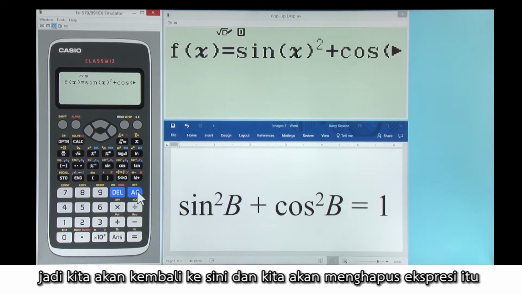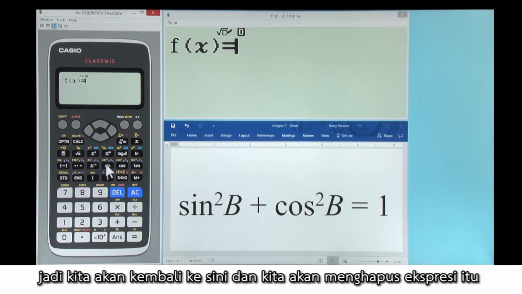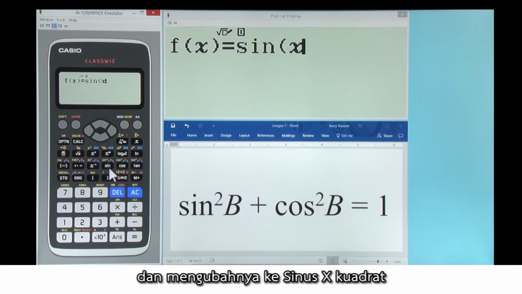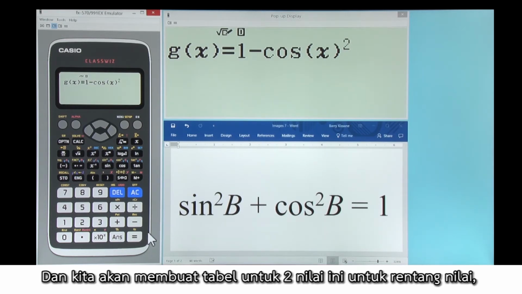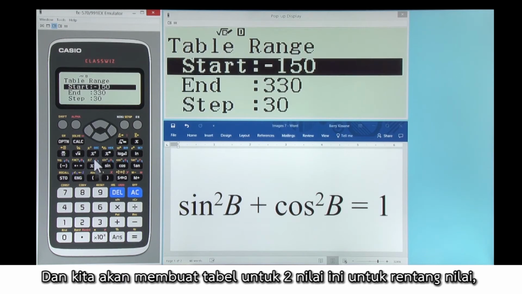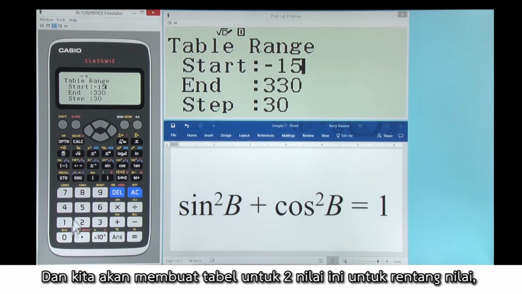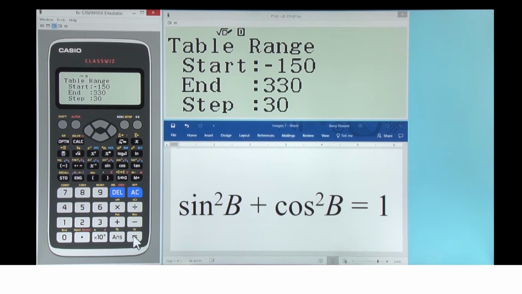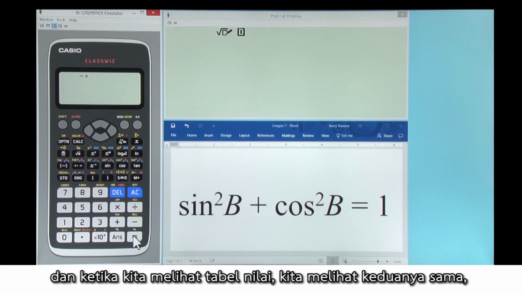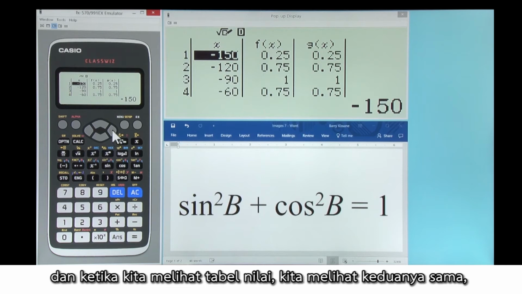We'll go back here and delete that expression and change it to sine of x squared. And the second expression we'll make 1 subtract the cosine of x squared. We'll make a table for these two values for a range of values like negative 150 degrees up to 330 degrees in steps of 30 degrees. When we look at the table of values, we see they're both the same.